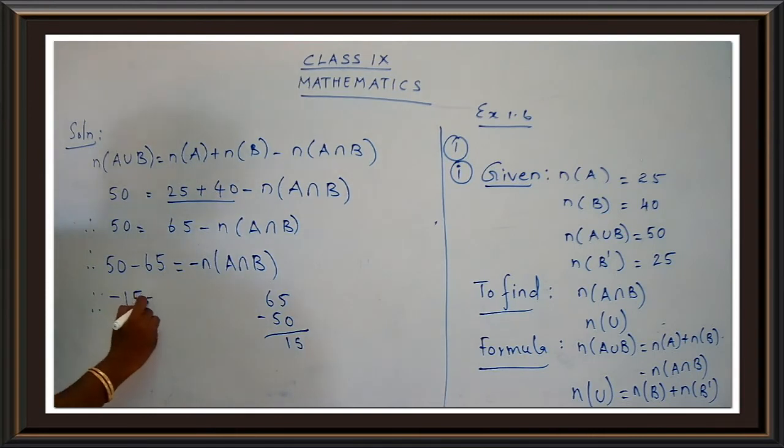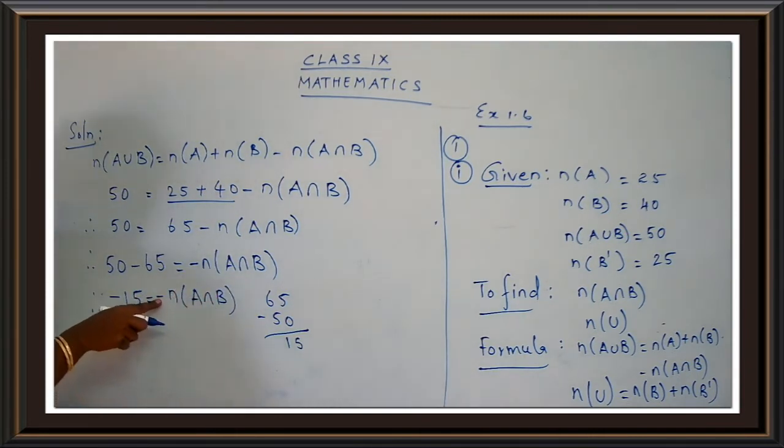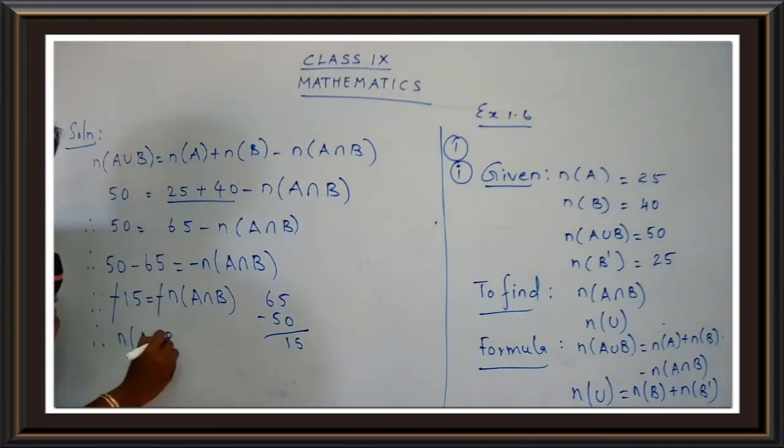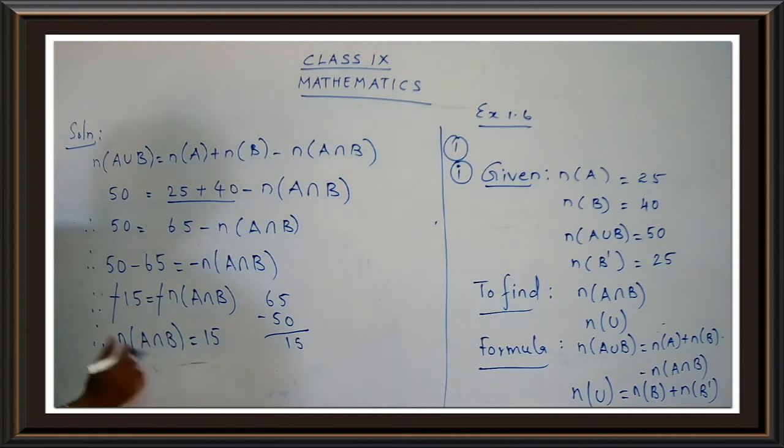And this is equal to minus n of A intersection B. Here I have minus, here I have minus. So on both the sides I have minus. I can cancel minus minus. So I get the answer for n of A intersection B as 15. So we have found the first unknown value, that is n of A intersection B is equal to 15. Just highlight your answers children.